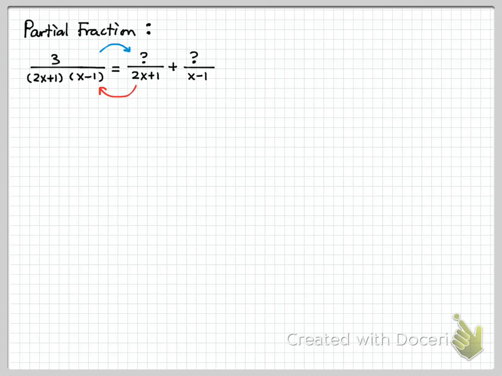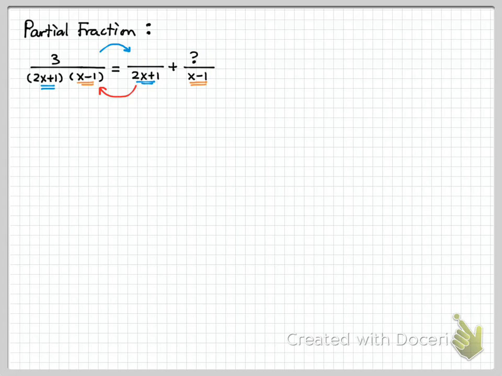If you have one expression like what you have on the left hand side, and you want to expand it following the blue arrow, expand it into two terms. The denominators come from the original ones, x minus 1 and 2x plus 1. So what remains to be done is to find out these two question marks. What are they, so that the left hand side equals the right hand side.